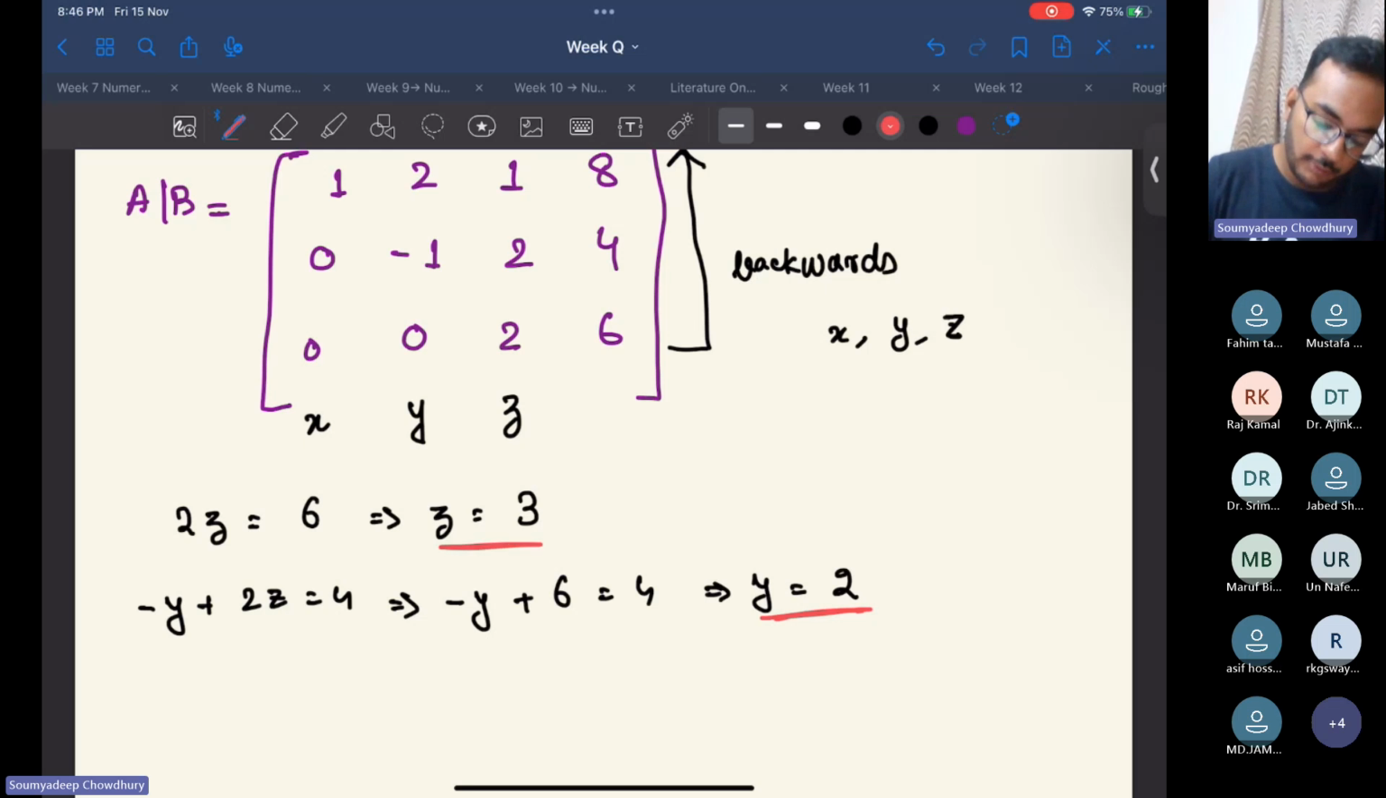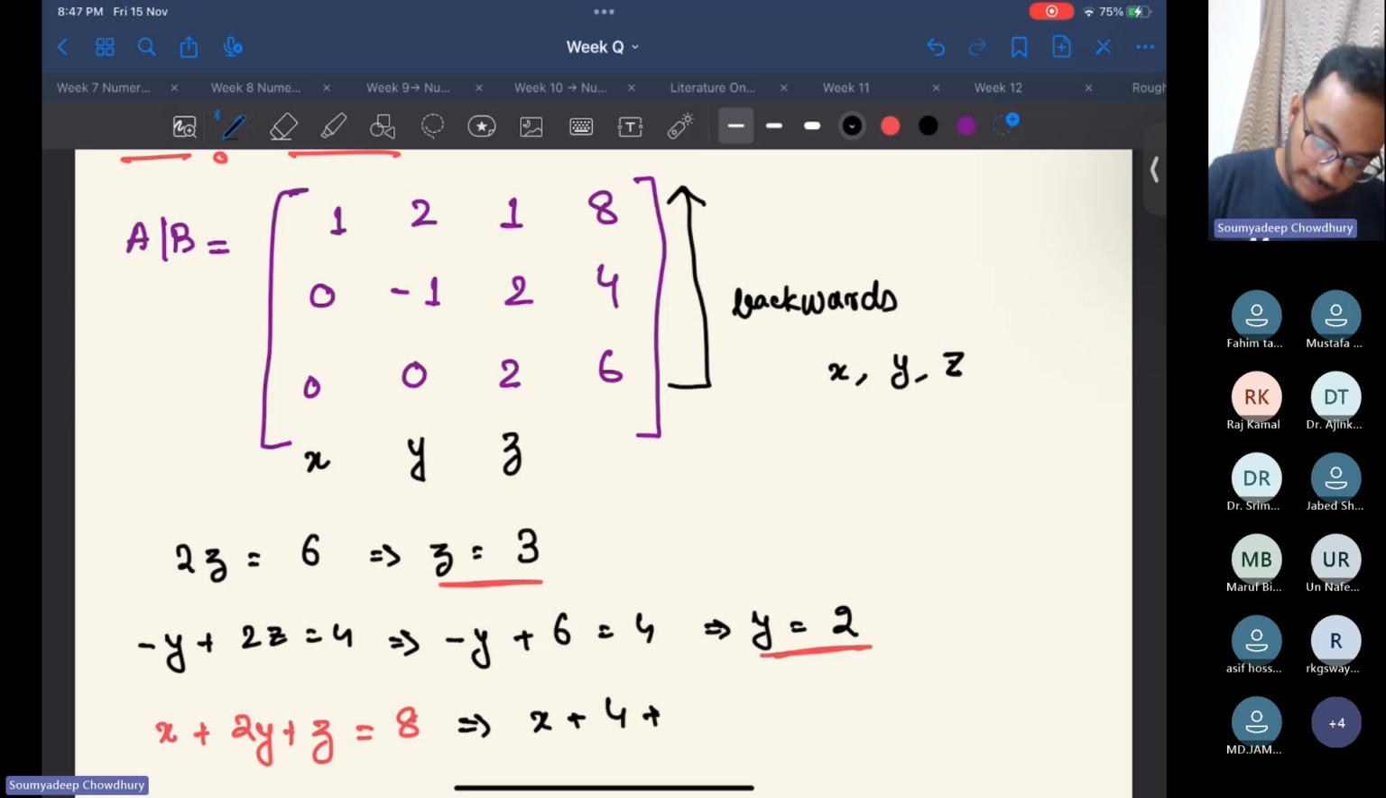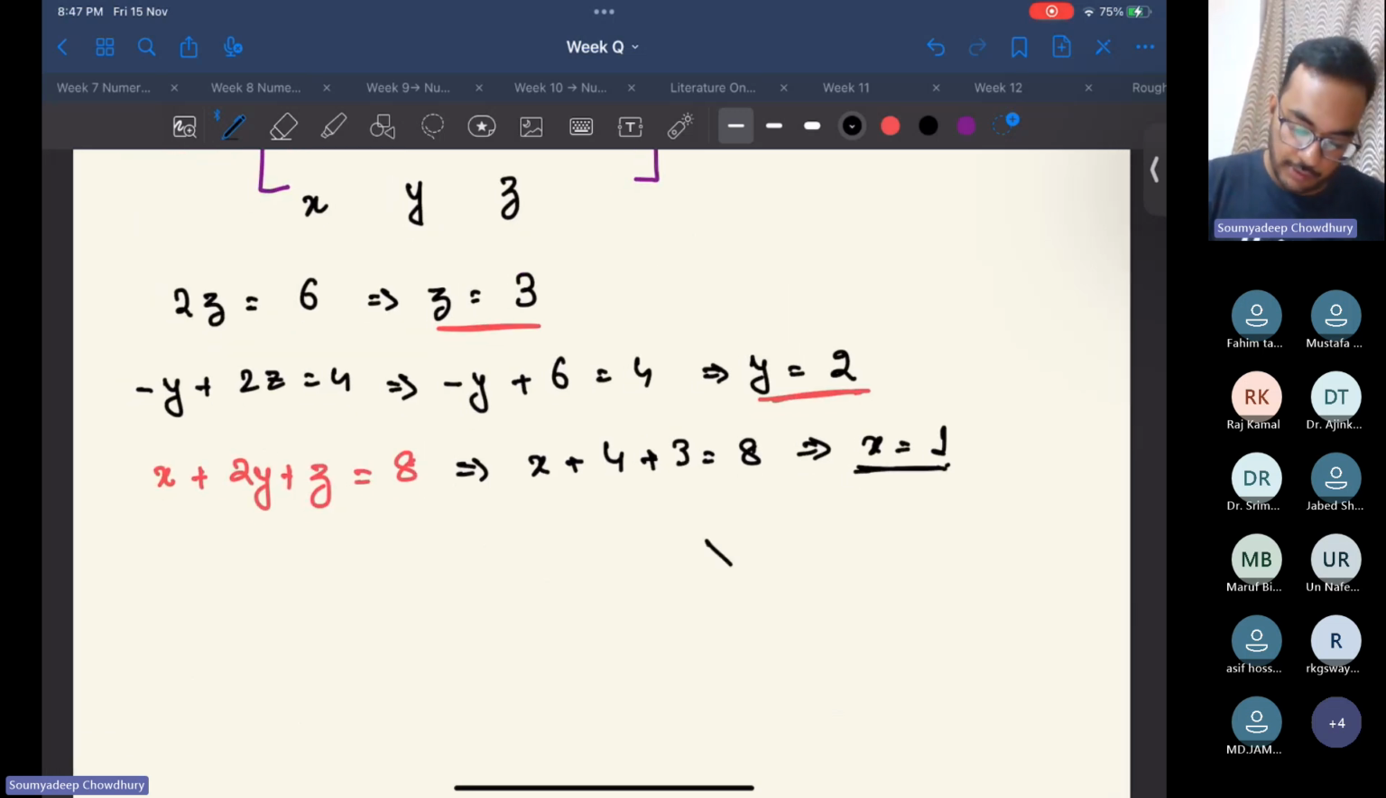And from the first row, what can you write? x plus 2y plus z equals 8, right? So you can substitute y and z here. It is x plus 4 plus 3 equals 8. So your x is 1. So these are the solutions. The unknown matrix is 1, 2, 3.